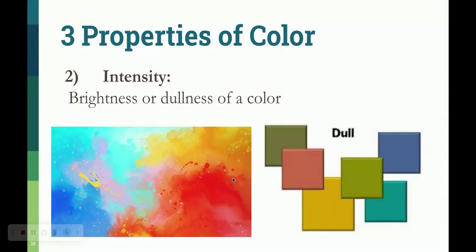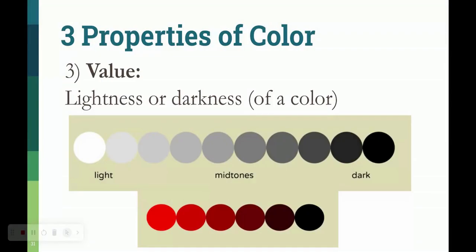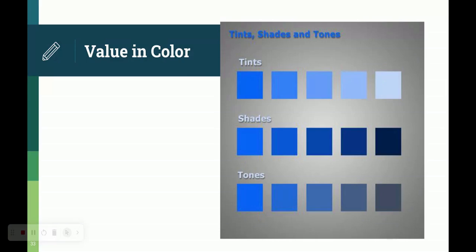Bright colors, high intensity. Dull colors, low intensity. Another property of color is value. This is the lightness or darkness of a color. Yes, black and white are considered different values with gray in the middle, but other colors have a light color and a dark color. But we organize value using three terms: tints, shades, and tones.